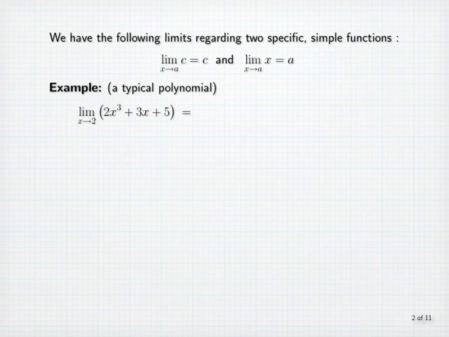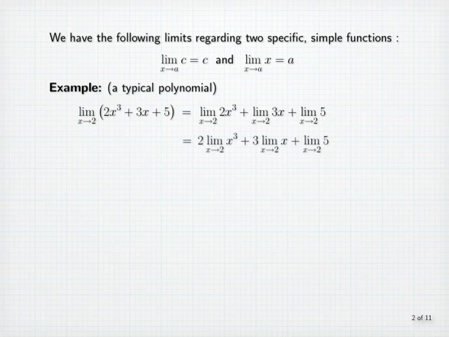We begin by using the fact that the limit of the sum is equal to the sum of the limits in order to calculate this limit term by term. Next, we use the second property on the previous page, which said that the limit of a constant times a function is equal to the constant times the limit of the function. This allows us to bring the coefficients of the polynomial outside the limit in the first two terms.